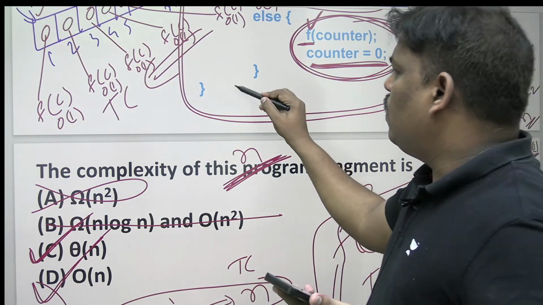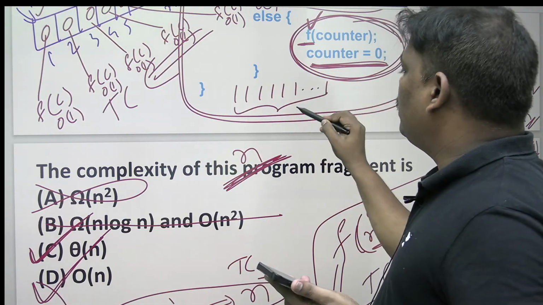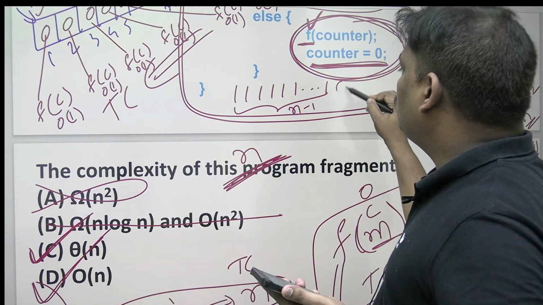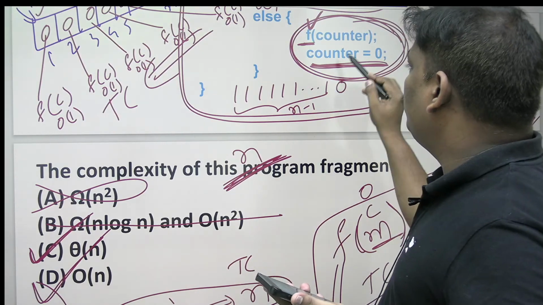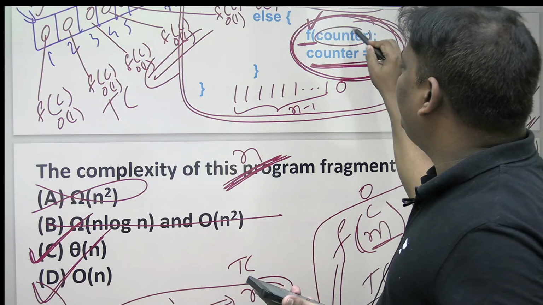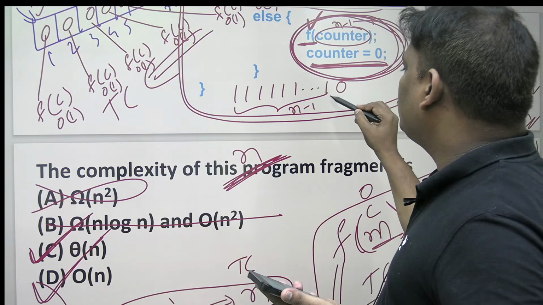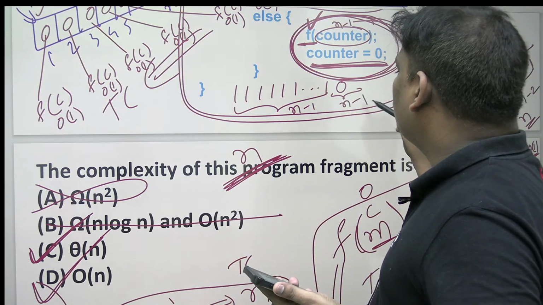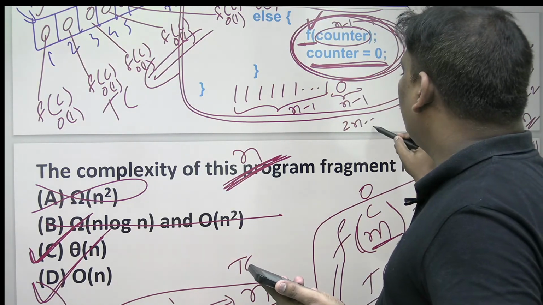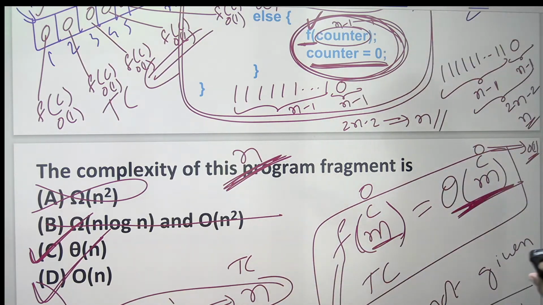Right? So all ones, everywhere constant n minus 1. Last 0 means you will come to this area. F of counter, at the time counter is already n minus 1. F of counter, right? Counter time. So what is the answer? This is n minus 1. N minus 1, 2n minus 2, which is nothing but n.